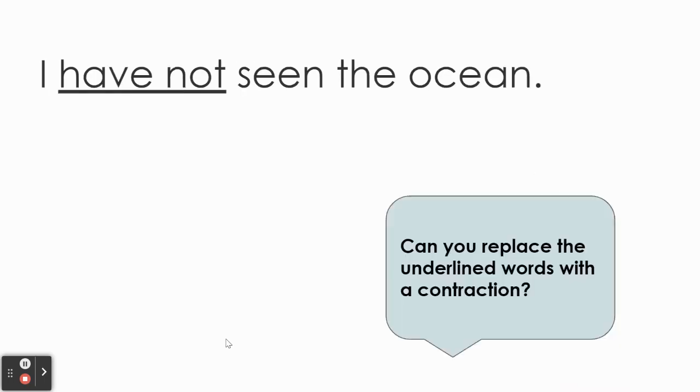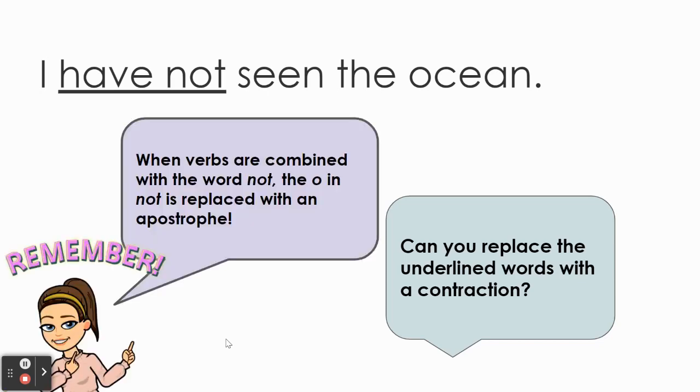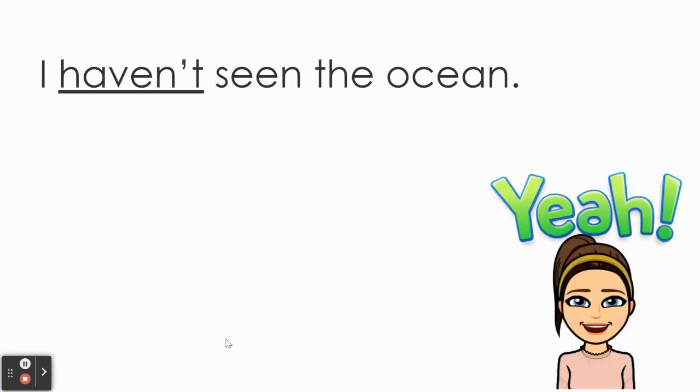Let's try it again. This sentence reads, I have not seen the ocean. Have not. Can you replace the underlined words with a contraction? What would the sentence become, second graders? Remember, when you combine a word with the word not, the O is replaced with an apostrophe. I haven't seen the ocean. So our apostrophe is placed where the O used to be. I haven't seen the ocean.